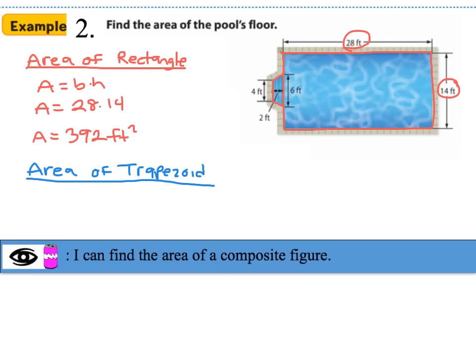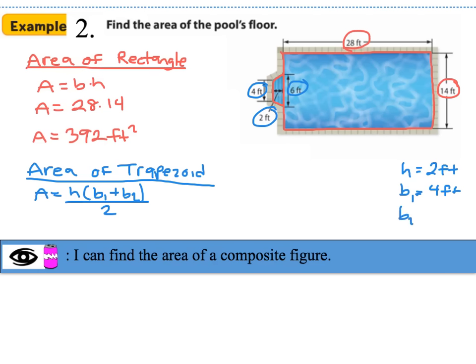Now let's find the area of the trapezoid. The area formula would be area is equal to the height times the quantity of base 1 plus base 2, divided by 2. Let's identify the information that we have. The height would equal 2 feet. Base 1 would be 4 feet. And base 2 would be 6 feet.